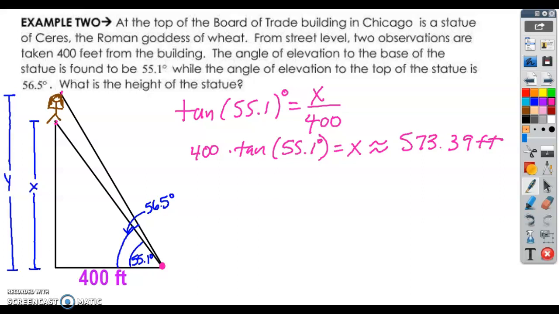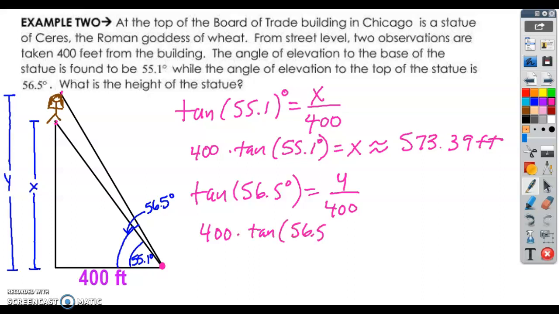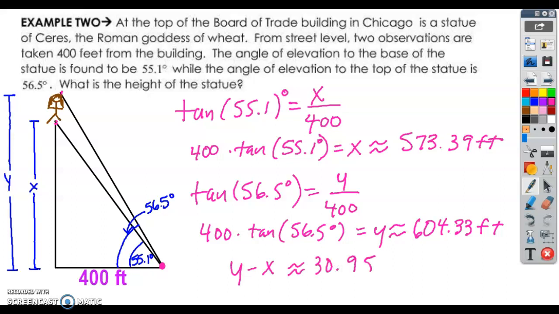Now, we got to get the other one. So let's find y. So the tangent of 56.5 degrees equals opposite over adjacent. So that will be 400 times the tangent of 56.5 degrees. And that will give us y, which is going to be approximately 604.33 feet. All right, what's the difference? Y minus x. And that's going to be approximately 30.95 feet. Just subtract the two. Moving on.